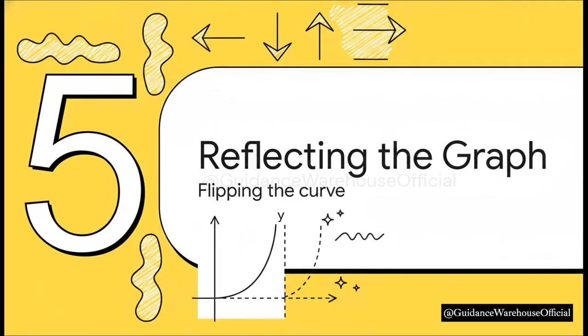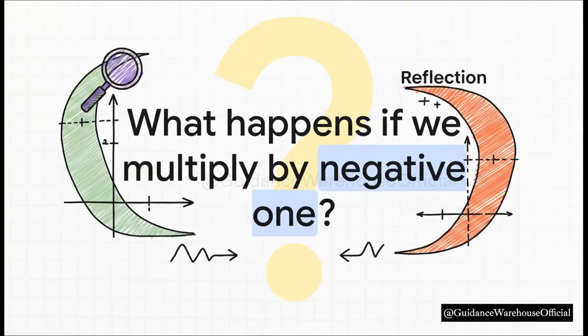And finally, Section 5, Reflecting the Graph. We've moved our graph left, right, up, and down. Now I have a quick visual test for you to keep things interesting. If multiplying by a number greater than 1 stretches the graph vertically, what happens if we multiply the entire function by exactly -1? Think about it for a second. How does that change those three visual anchors we plotted earlier?